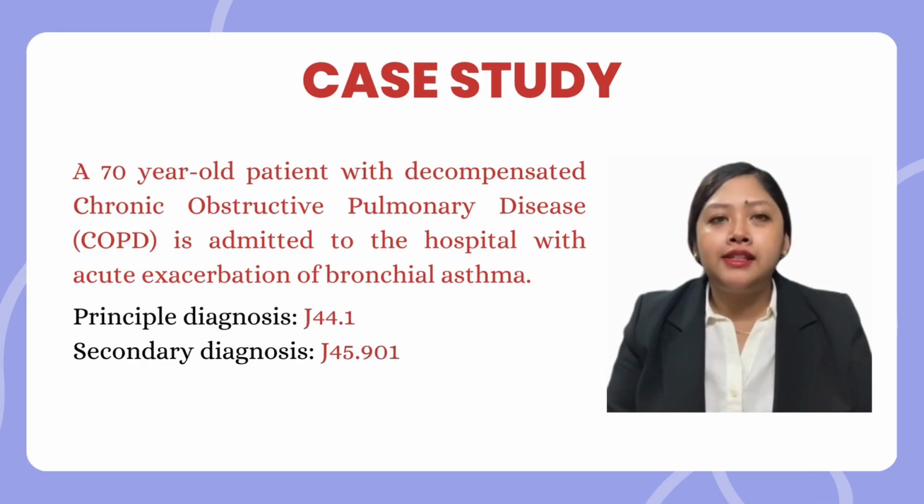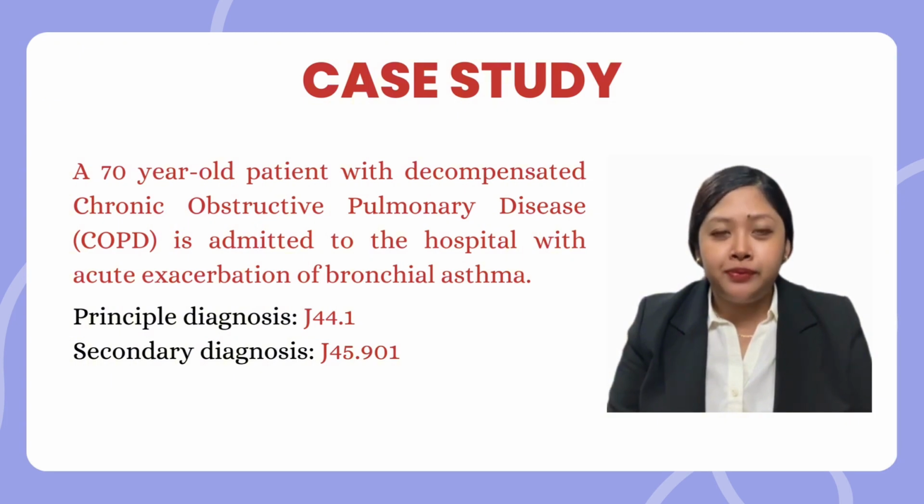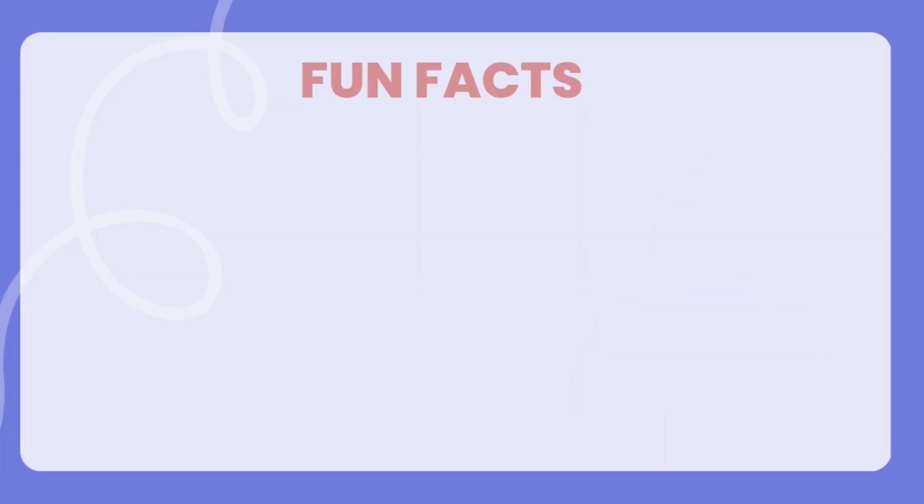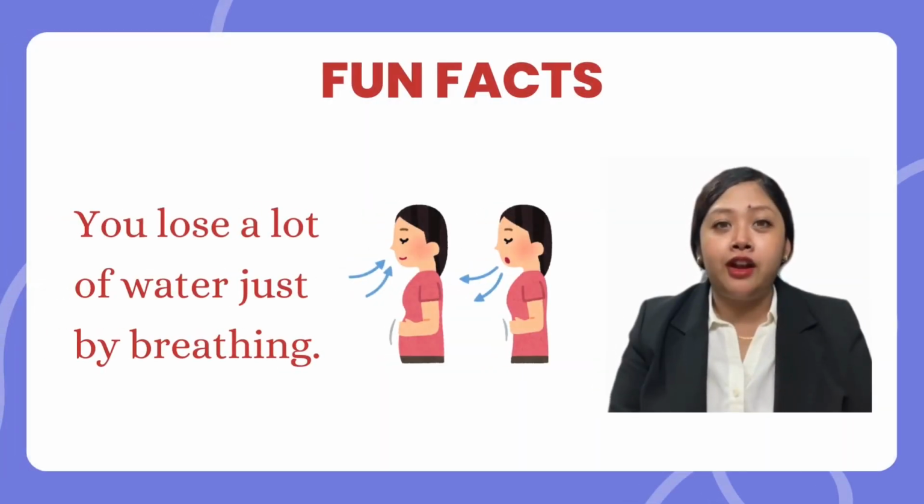We have found a case study of a 70-year-old patient with decompensated chronic obstructive pulmonary disease who is admitted to the hospital with acute exacerbation of bronchial asthma. For this case, the principal diagnosis should be coded as J44.1 and the secondary diagnosis should be coded as J45.901.